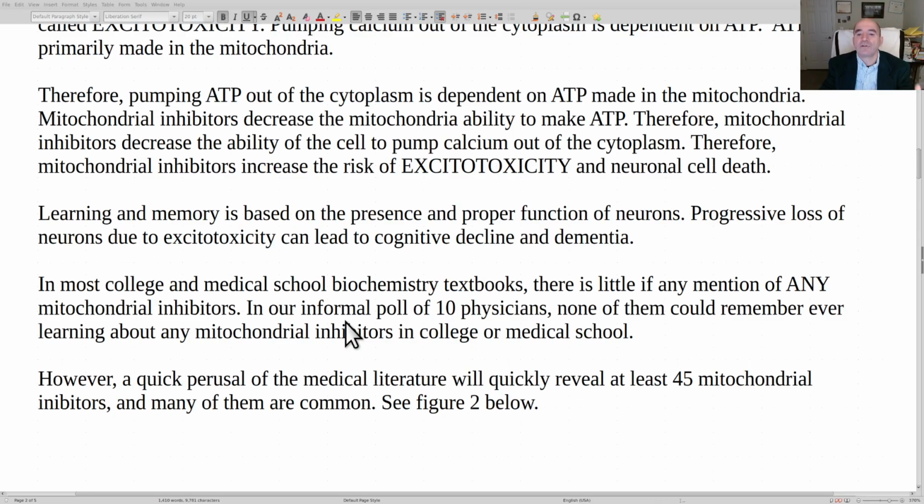So I understood that mitochondrial inhibitors were a big deal. And I had read a lot about what causes dementia and what optimizes cognitive function. And so I started digging through the literature, and I very quickly found over 50 mitochondrial inhibitors, and a lot of them are really common.